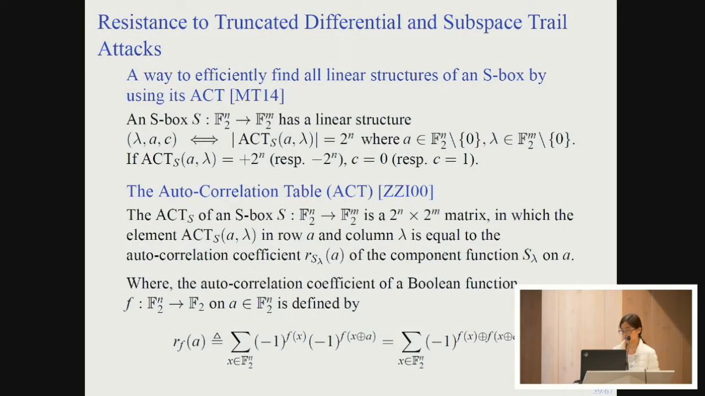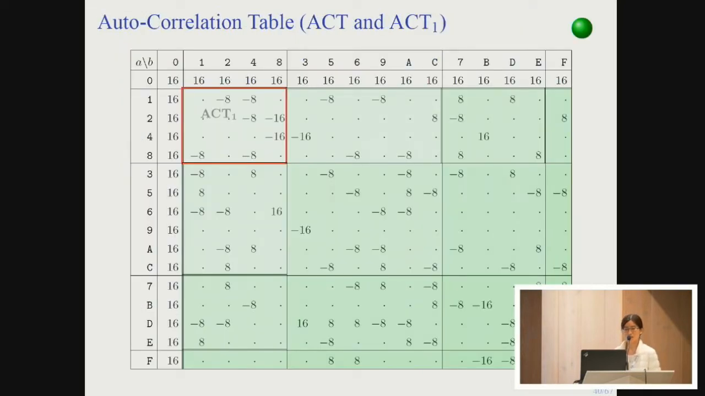There is an efficient way to find all linear structures: use the autocorrelation table formed by the autocorrelation coefficients of the components of the S-box. So given an S-box, Pagan will also output the autocorrelation table.